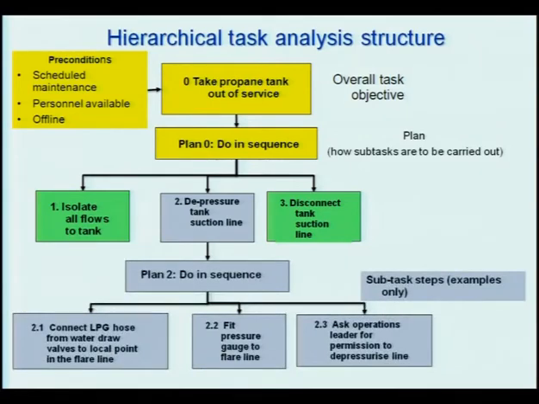So, using those three criteria, we do this process every time we break down a task into more detail. We say, what do we really need to break down? How much further do we need to break this task down? So that risk ranking criteria of severity of consequences, likelihood of error, probability of recovery, suggests that subtask number 2, depressurize the tank suction line, has the most risk. So we're going to break that down further into further subtasks.